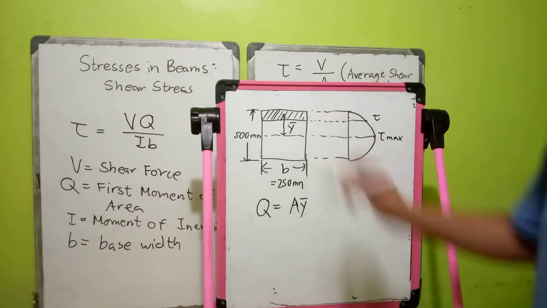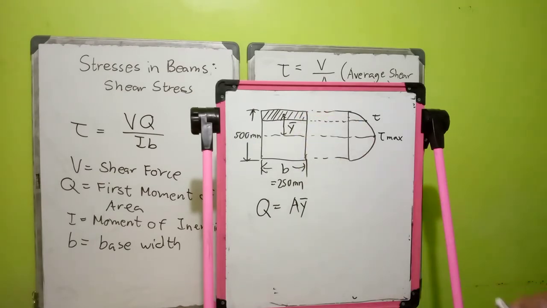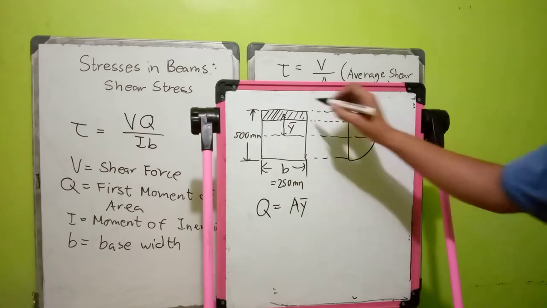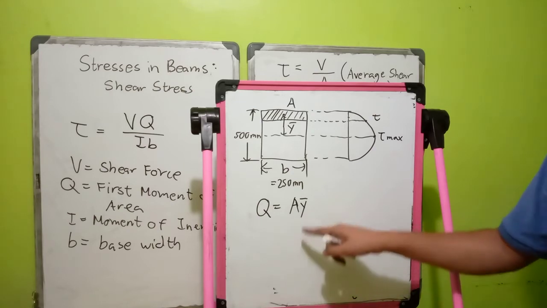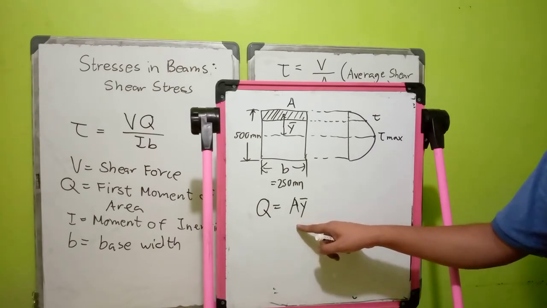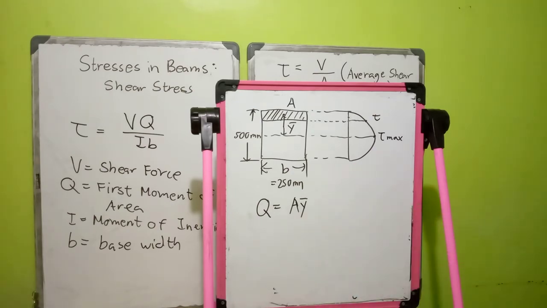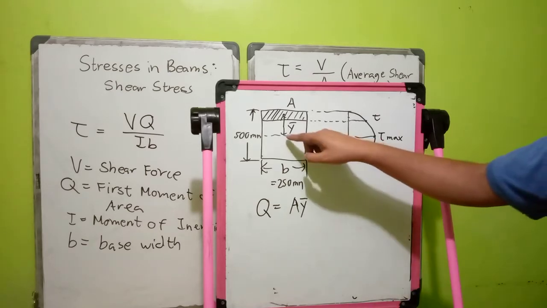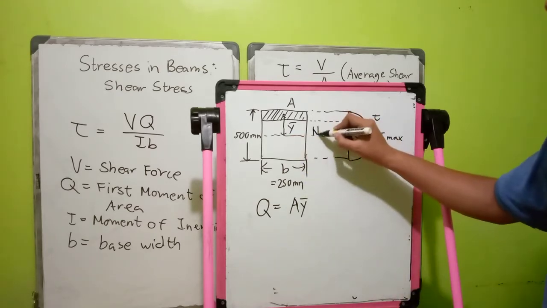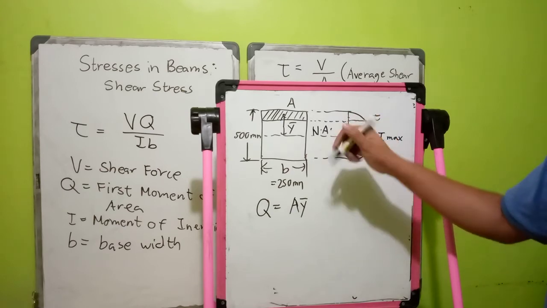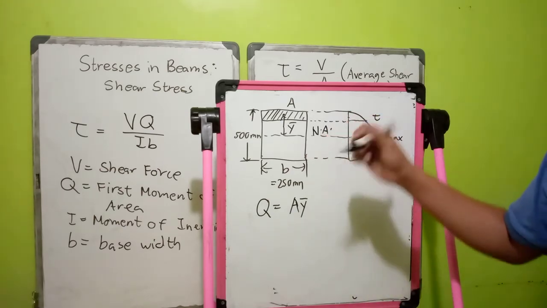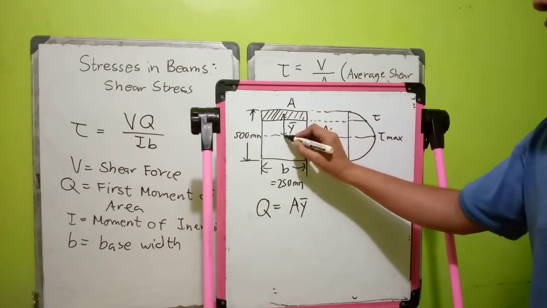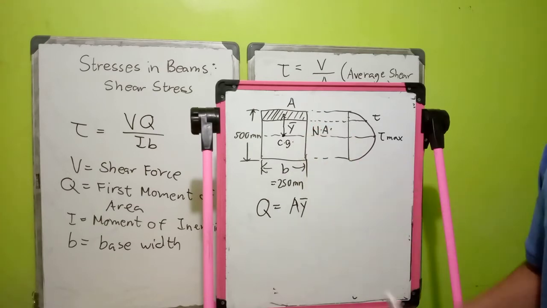Okay, so let's consider this figure. Your Q is equivalent to the area multiplied by the y bar, in which the y bar is the distance from your neutral axis. When we say neutral axis, it is the portion of your cross-sectional area where you can find your center of gravity, or your centroid.